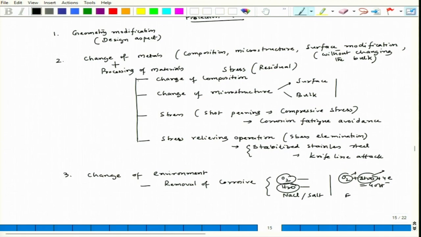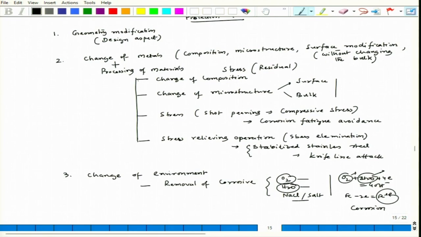An anodic reaction, if it is iron component, and this is nothing but corrosion, right. So, you remove corrosive, you prevent corrosion. NaCl or salt, you take care of those salt and NaCl.